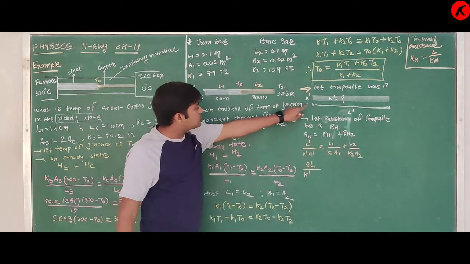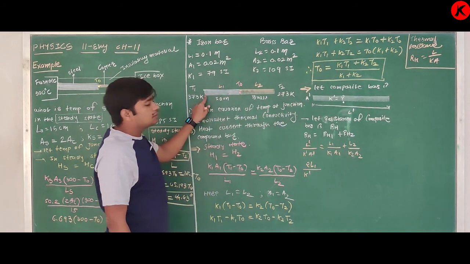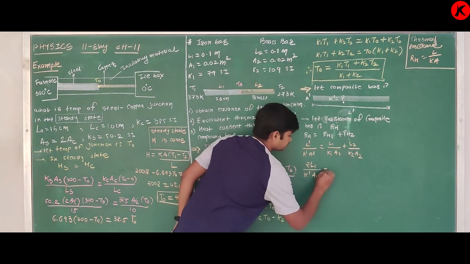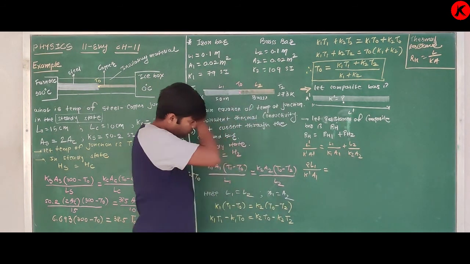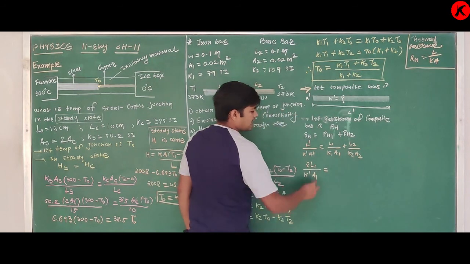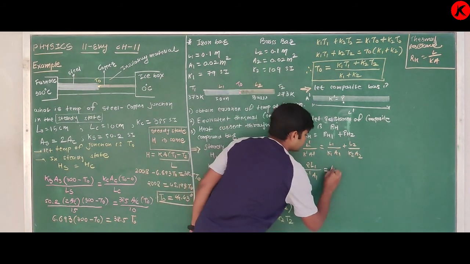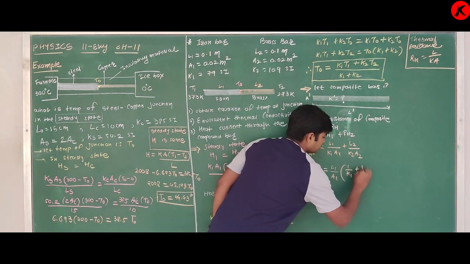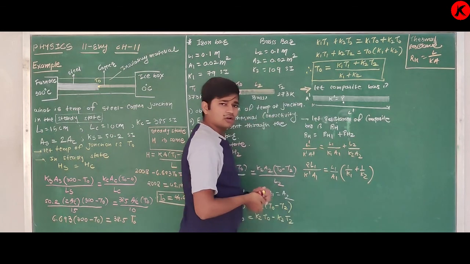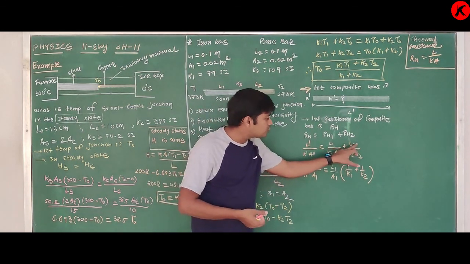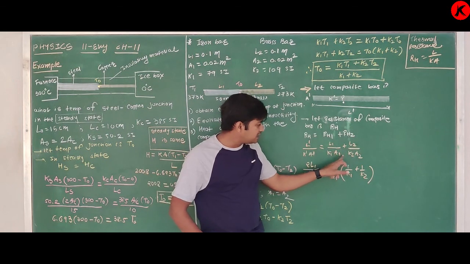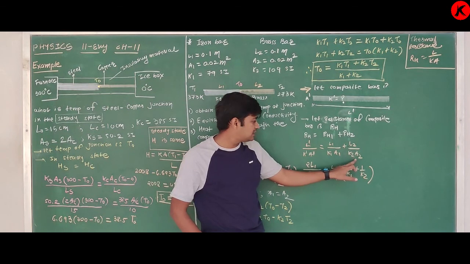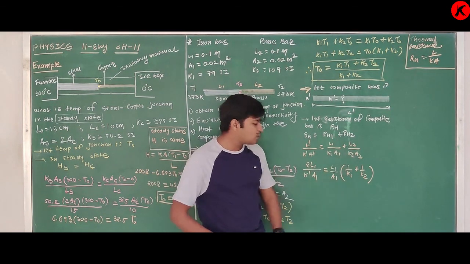A dash, that is the cross sectional area of the composite bar, is equal to the area of cross section of this bar as well as this bar. So I can say A dash is equal to A1. As L1 is equal to L2 and A1 is equal to A2, I can write L2 as L1, A2 as A1, and then take them common. So it is L1 upon A1, and in bracket it is 1 upon K1 plus 1 upon K2.